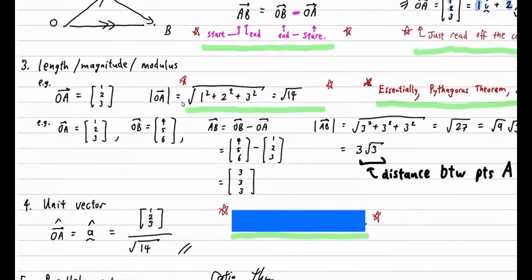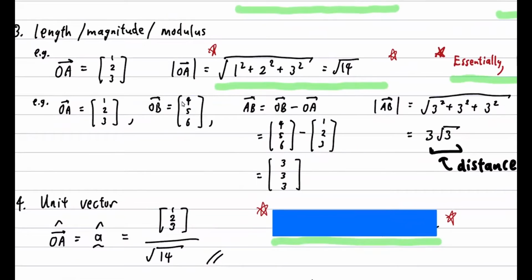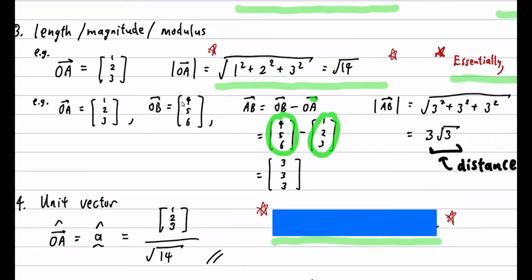Vector OA, vector OB. 1, 2, 3, 4, 5, 6. How do you find vector AB? You just need to use the formula from before: end minus start, end minus start. Actually, this one is from O levels. End minus start, must remember. So let's take a look. What is end? It's OB. What is start? It's OA. So 4, 5, 6 minus 1, 2, 3. As a result, we get 3, 3, 3.